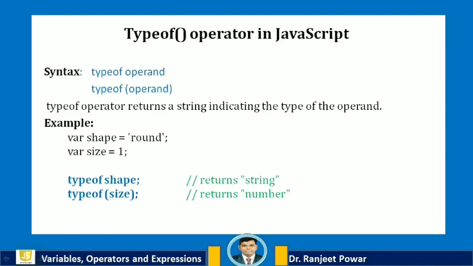The typeof operator returns a string indicating the type of the operand. The operand is a string, variable, keyword, or object for which the type is to be returned. The parentheses are optional. The type of the shape variable is string and the type of the size variable is number.